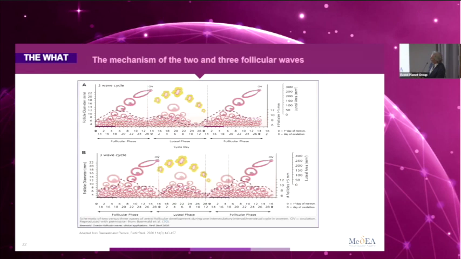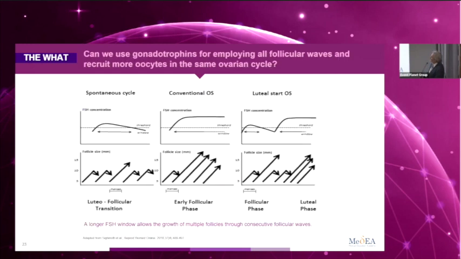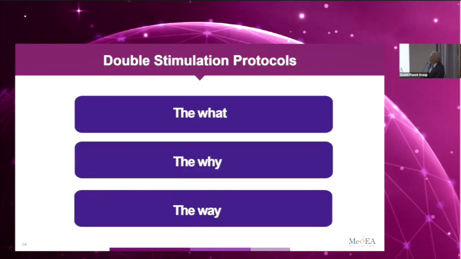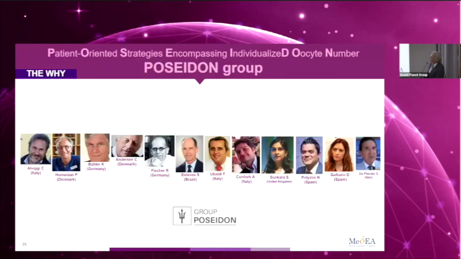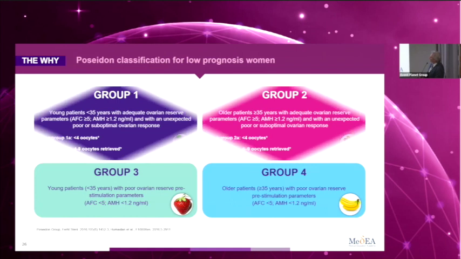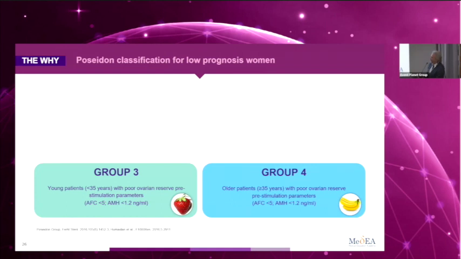I invite you to read these papers that, in my opinion, are very exhaustive in this. And so you can, at any moment, intercept these waves with FSH and LH activity, making follicles grow. So I come back to the Poseidon group, and I focus on groups 3 and 4. In groups 3 and 4, the problem is that the ovarian reserve is low. So you have 300-400 follicles probably. So you cannot create new follicles.